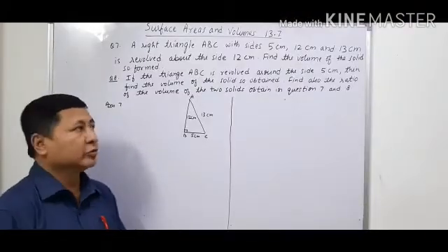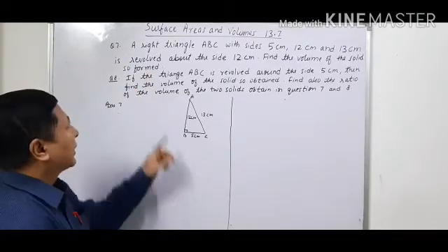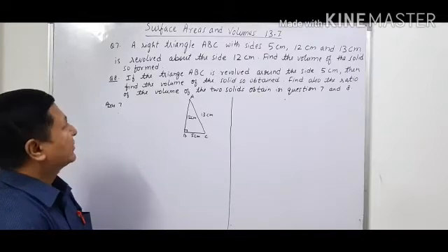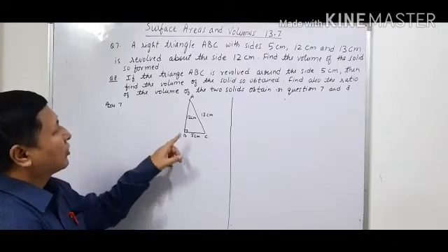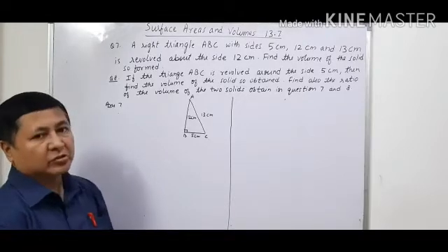Now we will be doing the question number 7 and 8. Both are of similar kind. A right triangle ABC with sides 5 cm, 12 cm and 13 cm is revolved about the side 12 cm. Find the volume of the solid so formed.